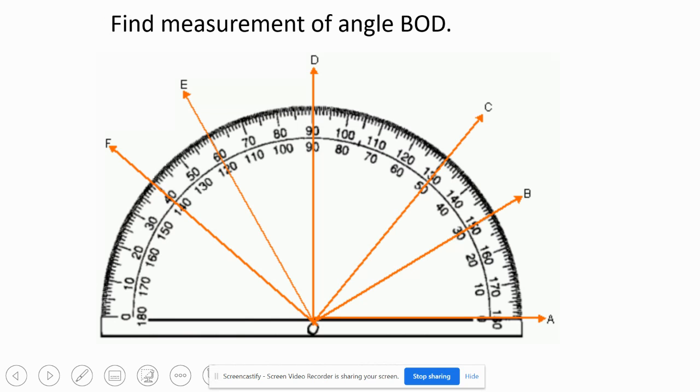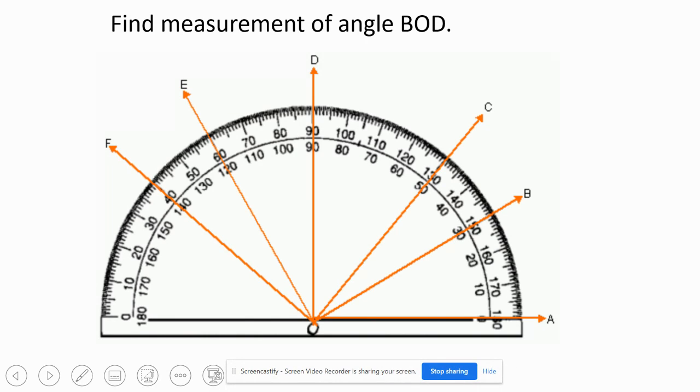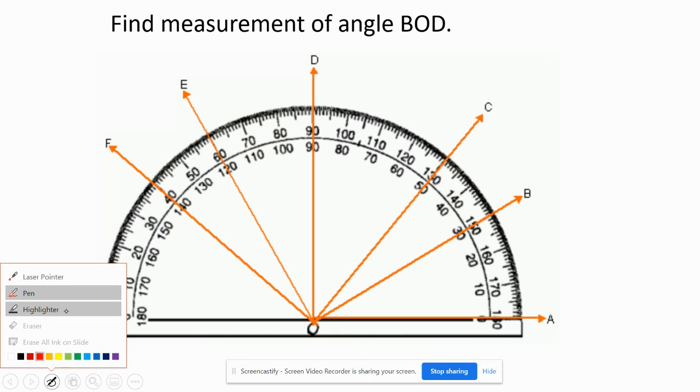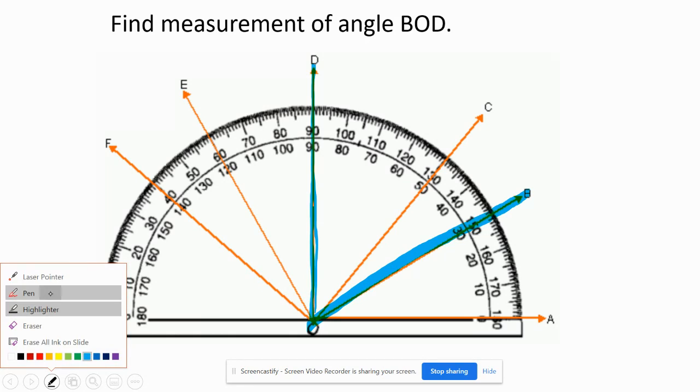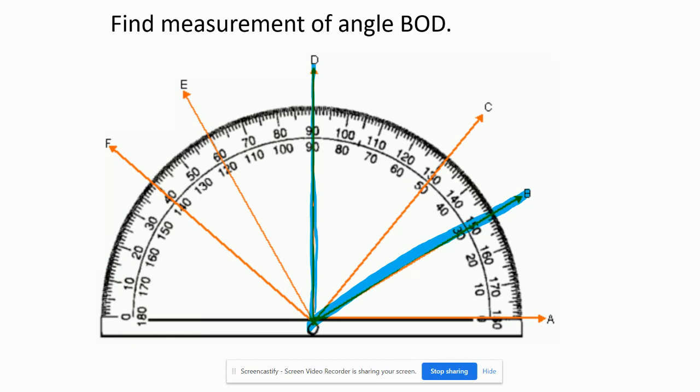Now I'll be specific on which angle I'm talking about. Find the measure of angle BOD. So, if I connect the points B with O and D, I'm talking about this angle. That's the angle I'm talking about. And for me to know the measurement of an angle, I look at the numbers where it crosses the protractor. If I look at the outside numbers, I cross here to 90 and I cross here to 150.